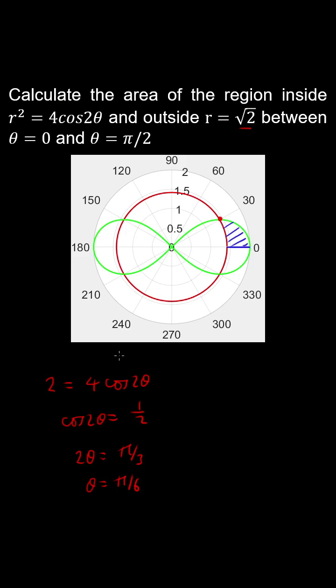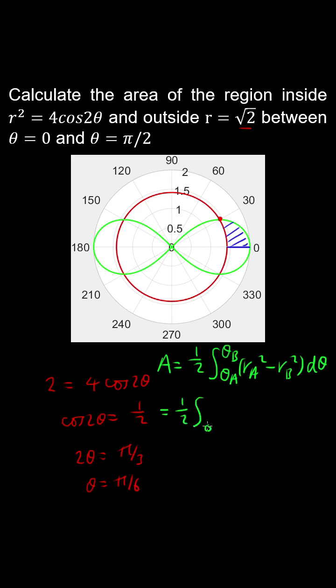And now we can apply the area integral to obtain the area between those two polar curves. So we're integrating from theta equals 0 to pi on 6, and the radius of the outer curve squared is the lemniscate, so that's already squared, so we don't need to square it again. And then minus root 2 squared integrated with respect to theta. And that's going to give us the area of that region.